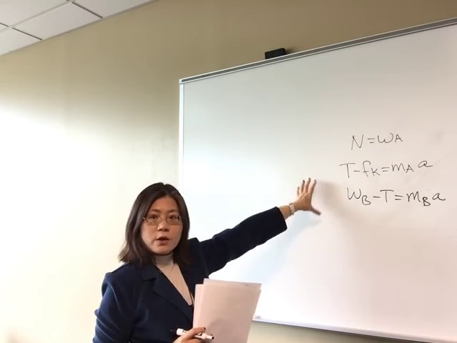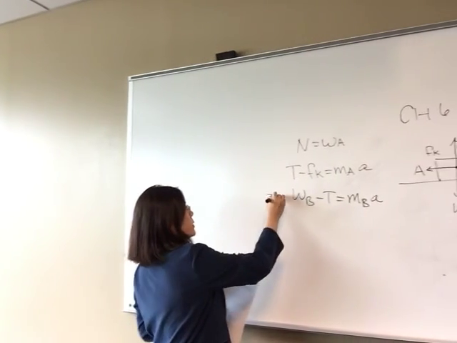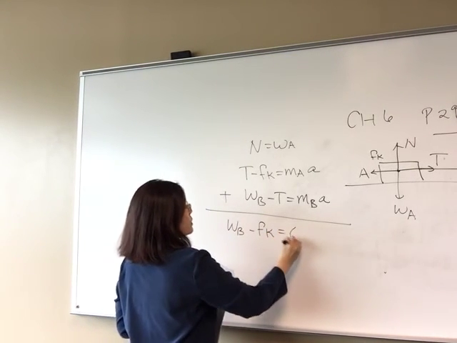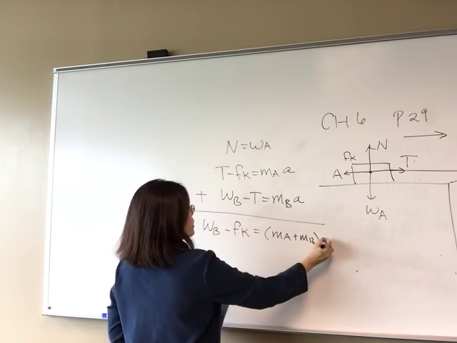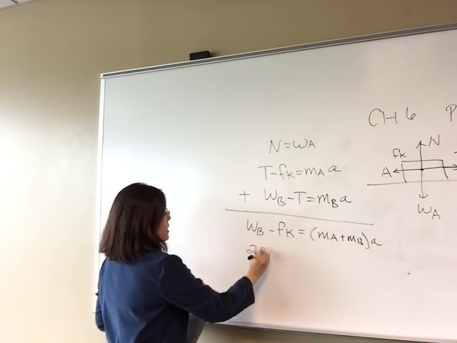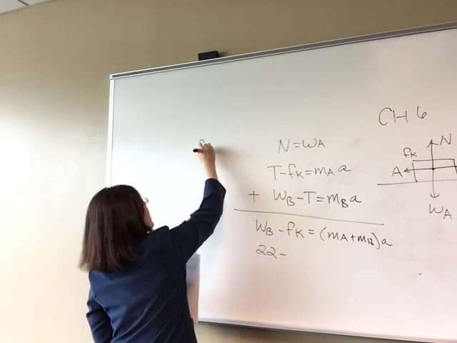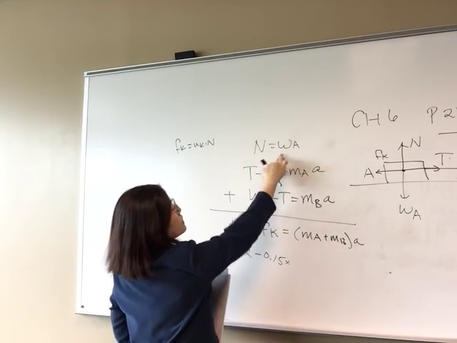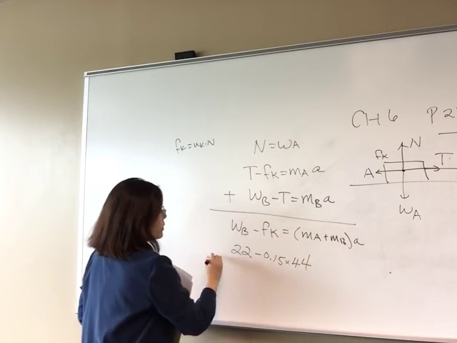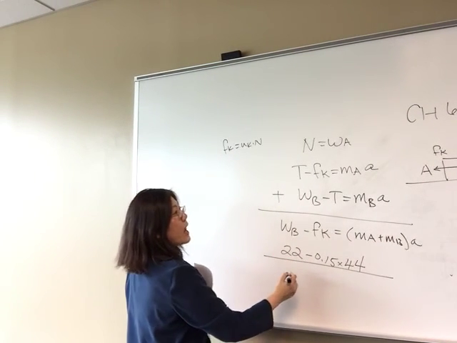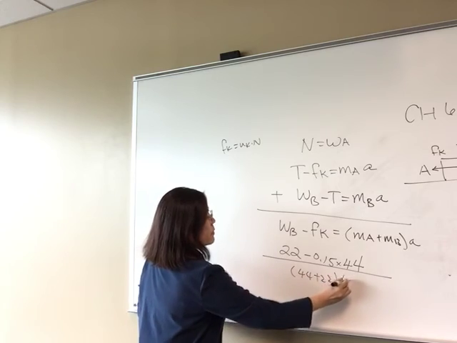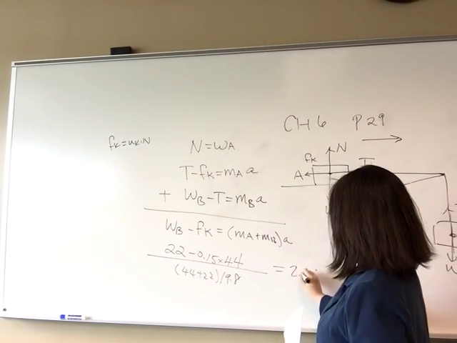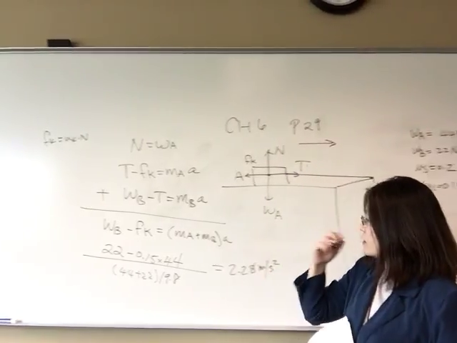Again, this is a two-body system. You have two equations, two unknowns. Add them together, and the tension gets eliminated. So when you add that, you have the weight of B minus the frictional force on block A equal to the total mass of the system times the acceleration. In that case, WB is 22, and the frictional force Fk should be mu k times the normal force. Your mu k is 0.15, and the normal force is the weight of block A, which is 44. The mass of A and B is 44 plus 22, divided by 9.8. When you do that, you should get a value of 2.28 meters per second squared.